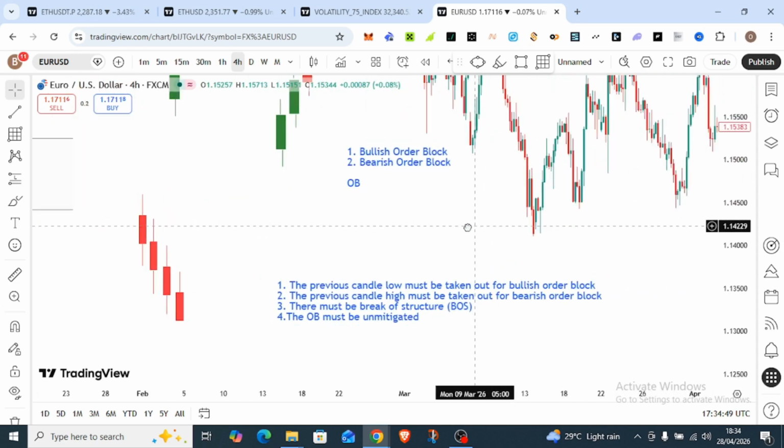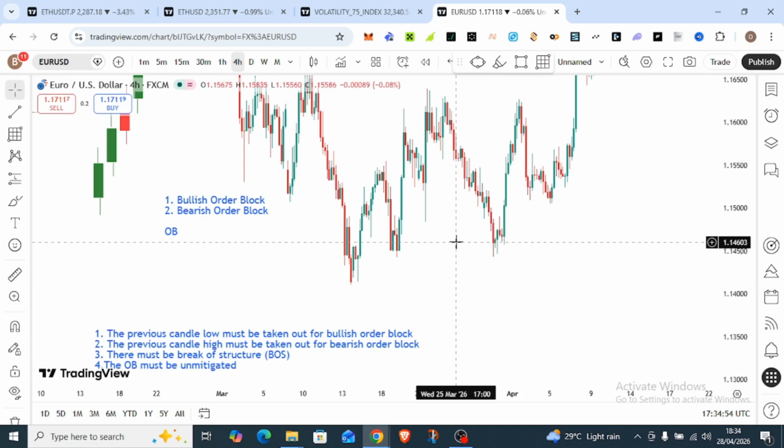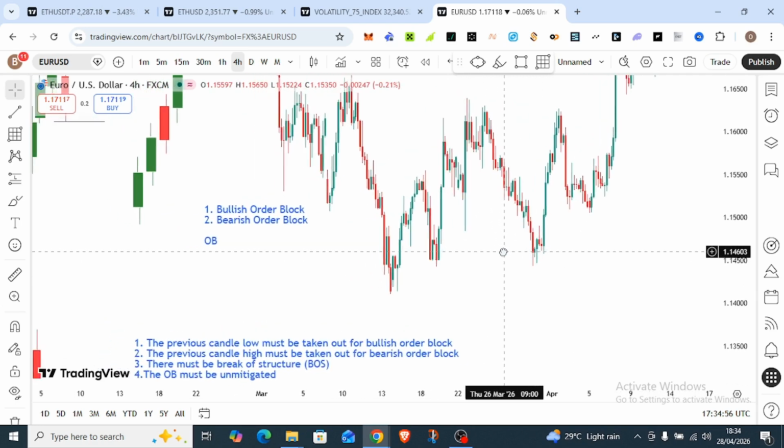So let's go to the chart and identify the possible valid order blocks.